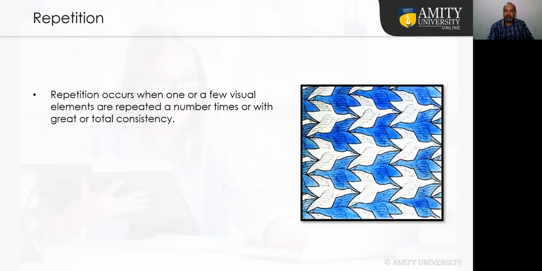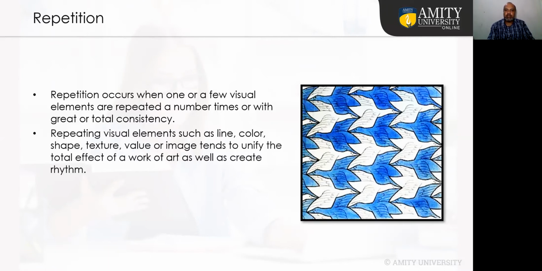Just like if you see this PPT template, every time you have the same layout, same logo, same content everywhere. The content is just changing, but the background and everything else remains constant. So this is what repetition is. Repeating visual elements such as line, color, shape, texture, value, or image tends to unify the total effect of a work of art as well as create rhythm. With the help of repetition, we also create rhythm in the design.